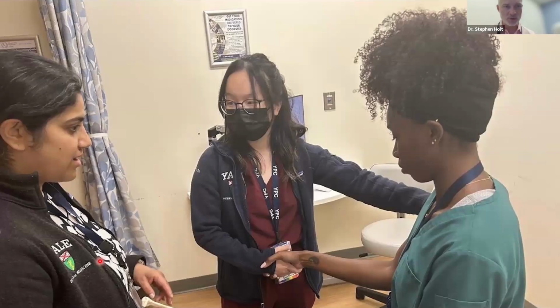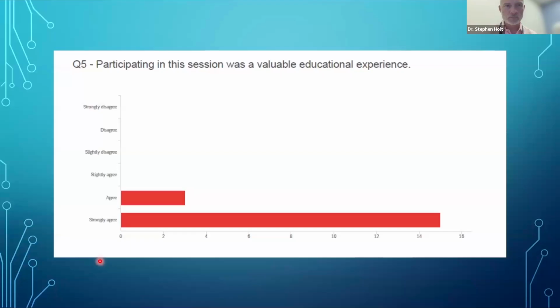And this is our current program director on the left there with two of our residents, also coincidentally doing the Jurgensen's resisted supination test for biceps tendinopathy.